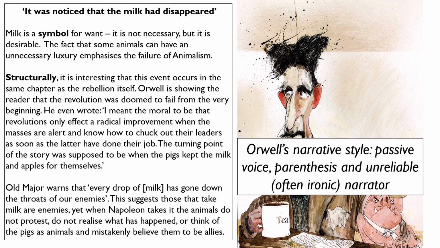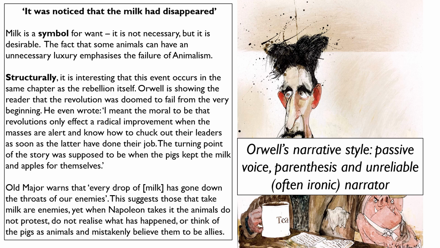Now, in this quote, of course, milk is a symbol for want. It's not necessary. The animals don't need it, but it is desirable. So it suggests luxury and that some animals have this unnecessary luxury emphasises the failure of animalism. Now, from a structural point of view, which is obviously an AO2 technique as well, it's interesting that this occurs in the same chapter as the rebellion.